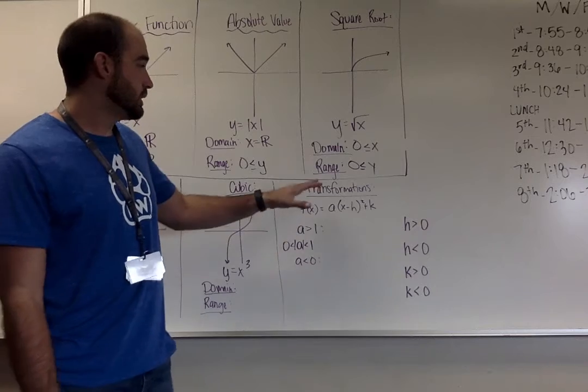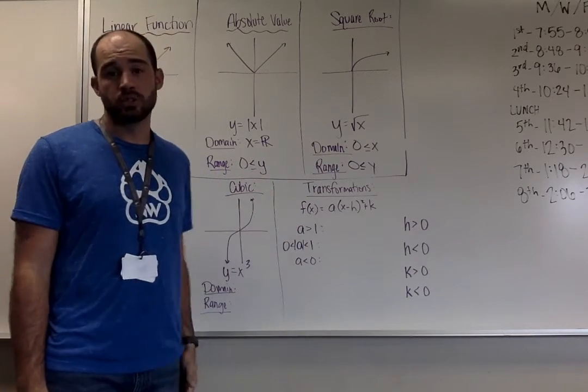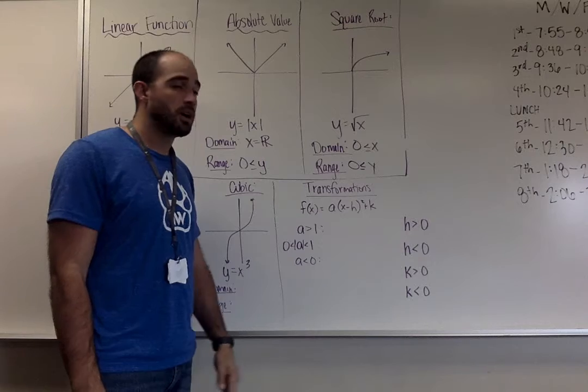So our constraints: the domain is x has to be greater than or equal to 0. Our x value has to be at least 0. Our y value has got to be at least 0.